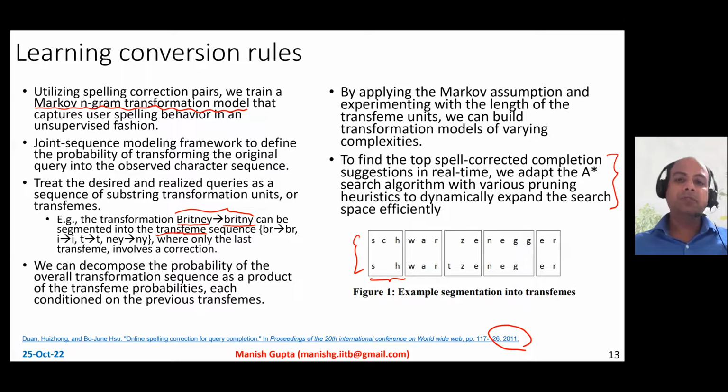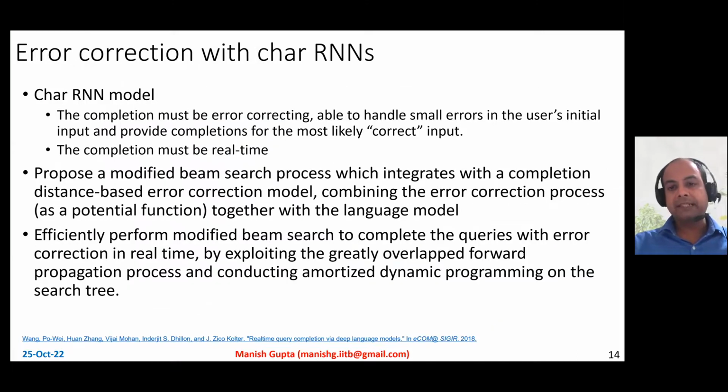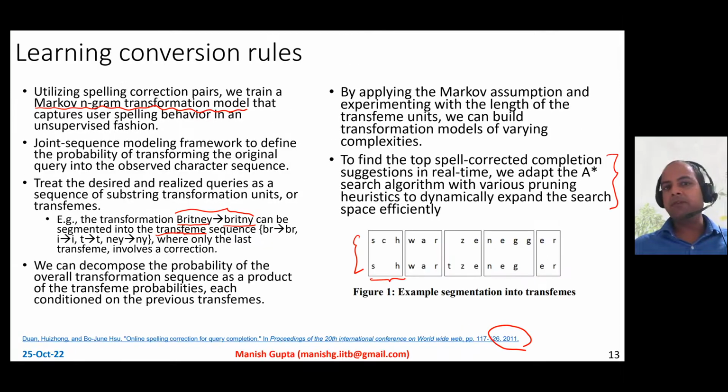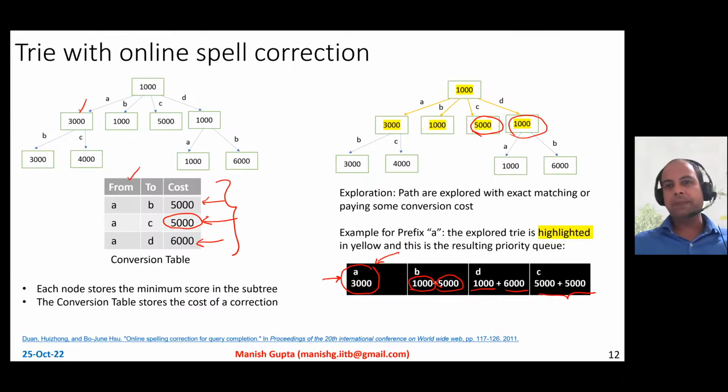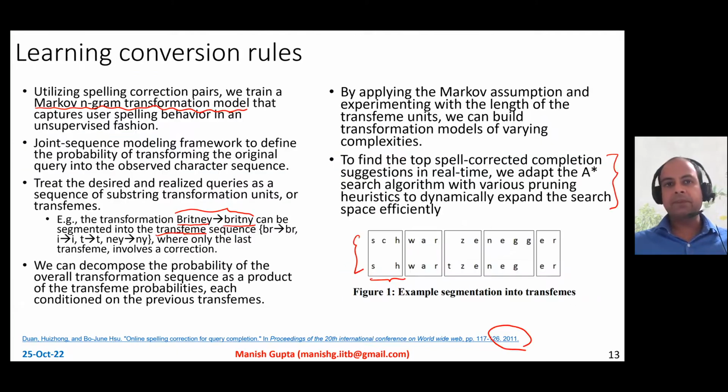There's yet another model which has been proposed more recently, in 2018, which also tries to do the same thing. However, this time using a deep learning method. In the previous method, no deep learning has been used. This Markov n-gram transformation model was learned using a noisy channel method, which is not deep learning oriented at all, and you were just using the typical tries.